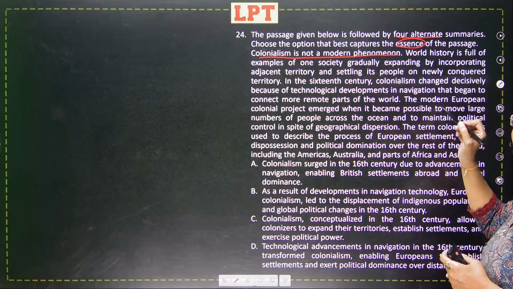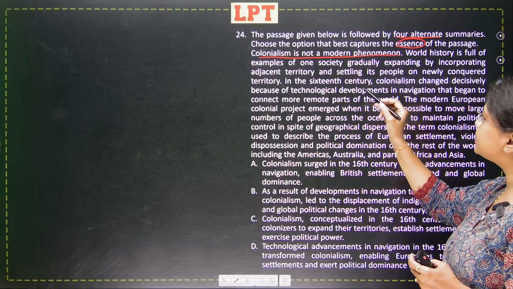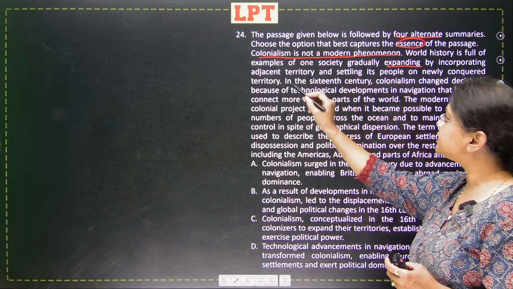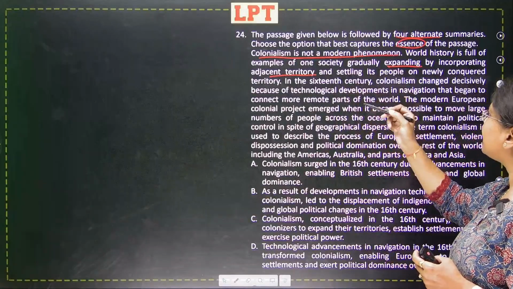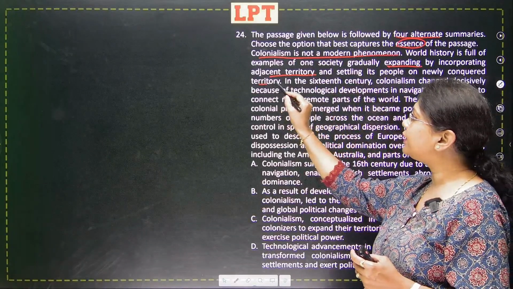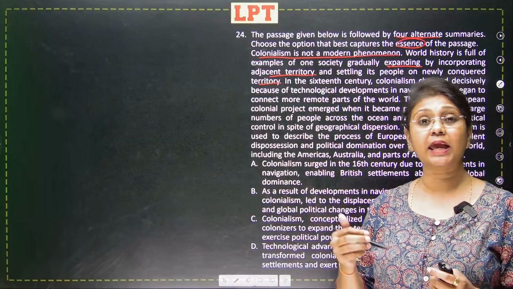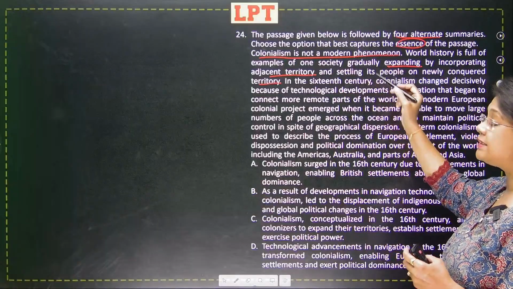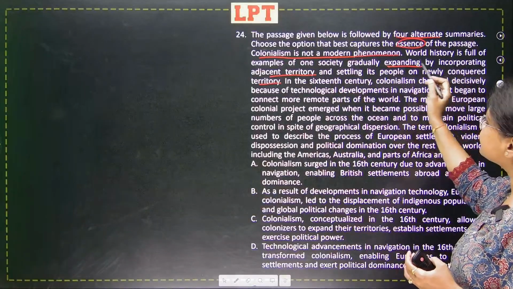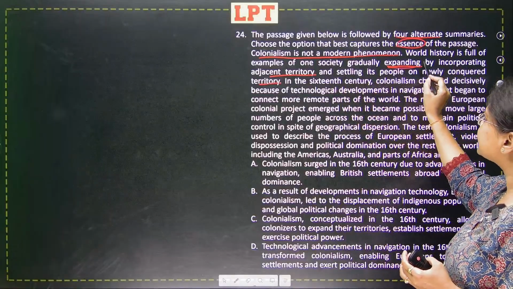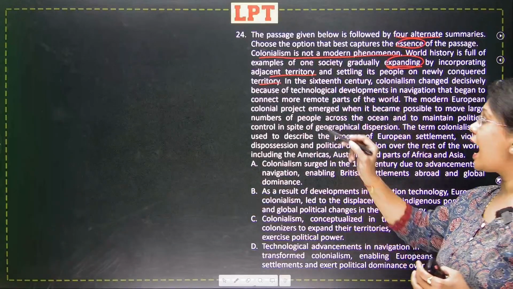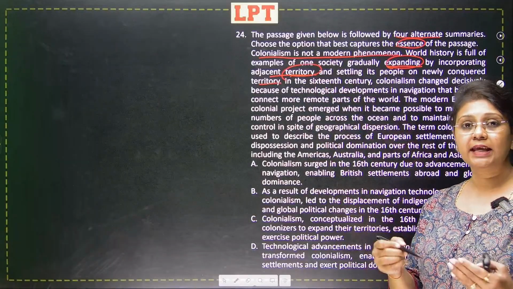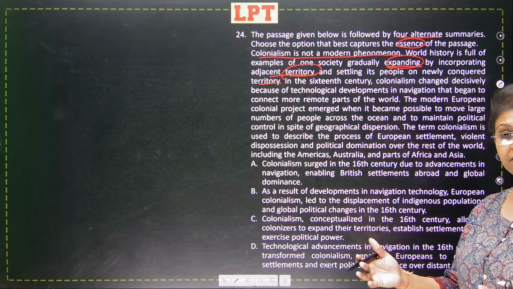World history is full of examples of one society gradually expanding by incorporating adjacent territory and settling its people on newly conquered territory. So what it says is that colonialism is an age-old phenomenon. Fine. So it is not a modern phenomenon, it's an age-old phenomenon. Yes, colonialism is defined that way.